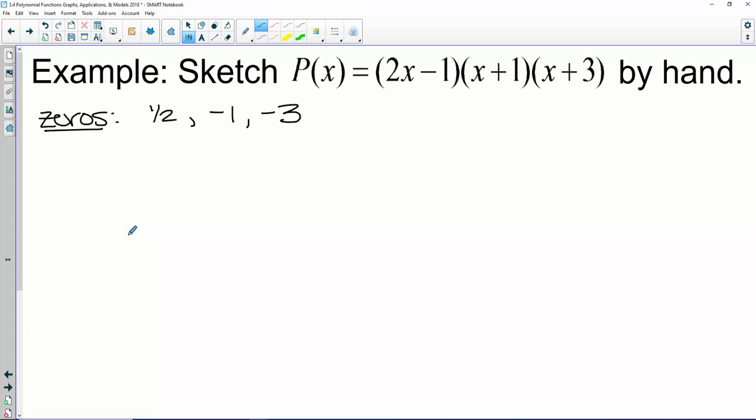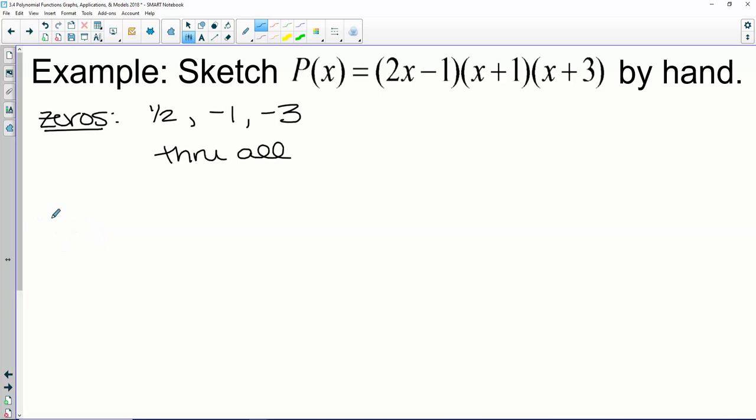Then, what's the next thing I wanted to know? The graph will bounce or go through. So all of these have a multiplicity of 1. 1 is odd, so what's going to happen? So you can list it in order. I'm just going to write we go through all of them.